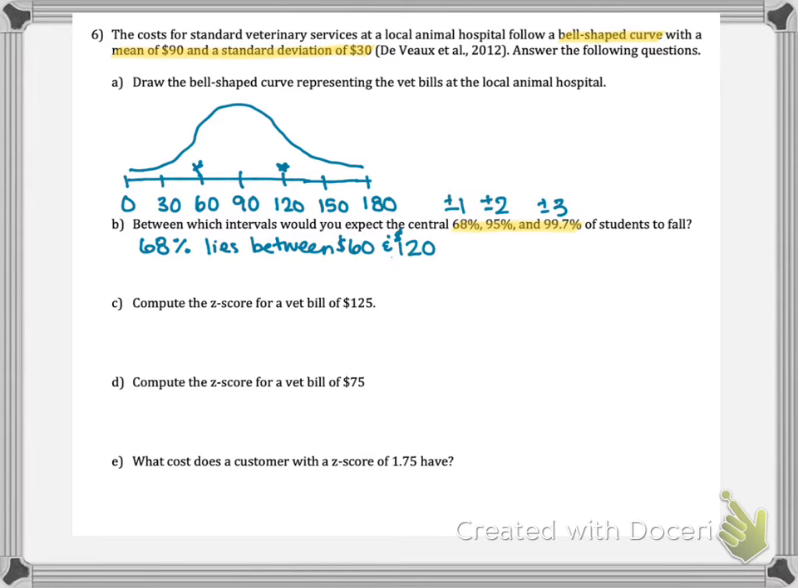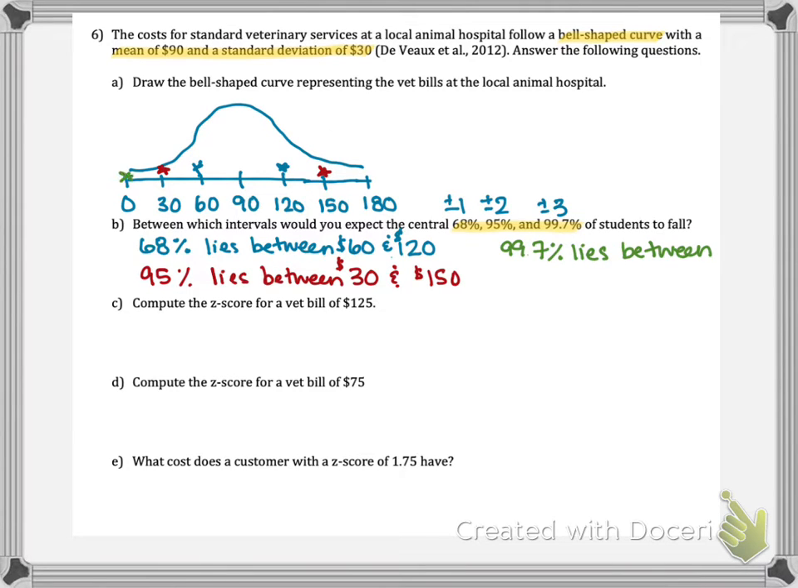All right, let's change colors. 95% lies between $30 and $150. So that's here and here. And finally, let's jump all the way out. 99.7% lies between, we're going to go all the way to the edges, $0 and $180.